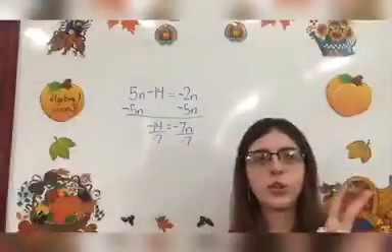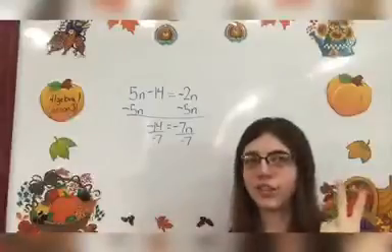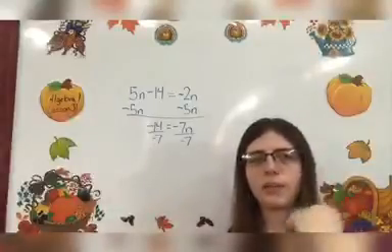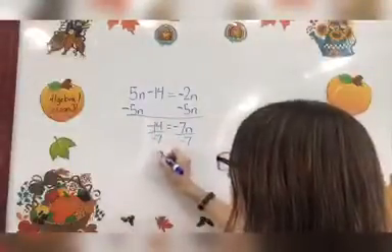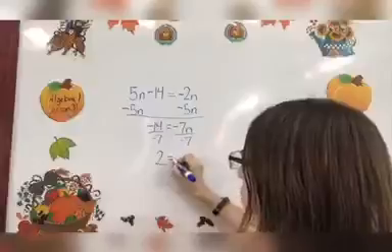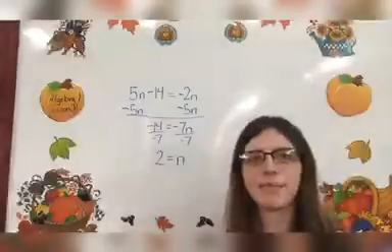Remember, when you have 2 negatives or an even number of negatives with multiplication or division, then your answer will be positive because your negatives cancel out. So it becomes 14 divided by 7, which is 2. This is just n, so I have n equals 2. Okay, let's check it.